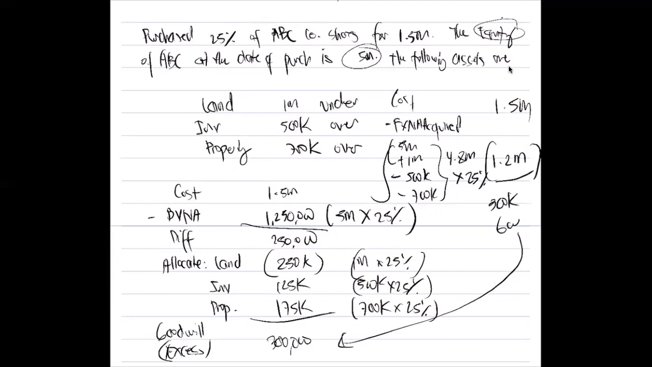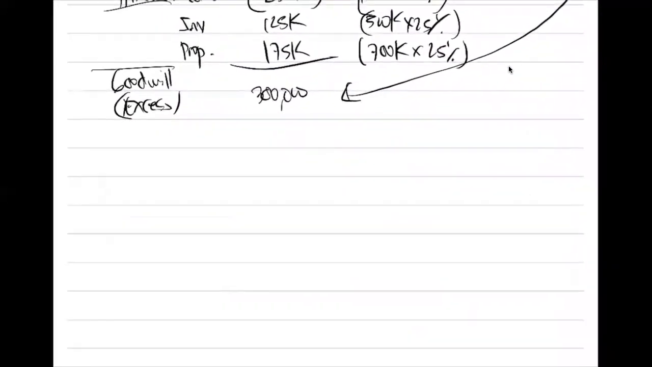You can use this long cut wherein you need to allocate, and you can use the shortcut wherein you just get the fair value of net assets acquired. So from 5 million, we adjust it to your fair value. Since the land is undervalued, you need to add. Inventory and property is overvalued, so you need to deduct. Okay, so in case you're asked to compute for your goodwill, we proceed and we continue with your subsequent.